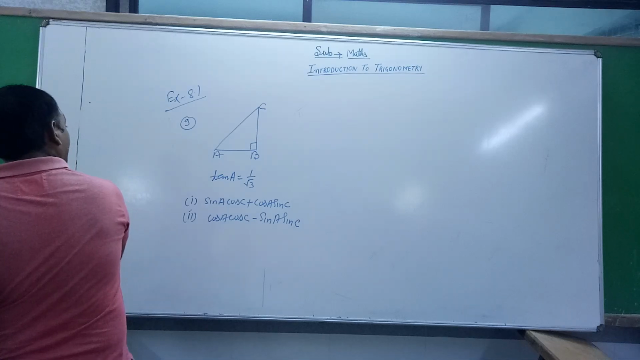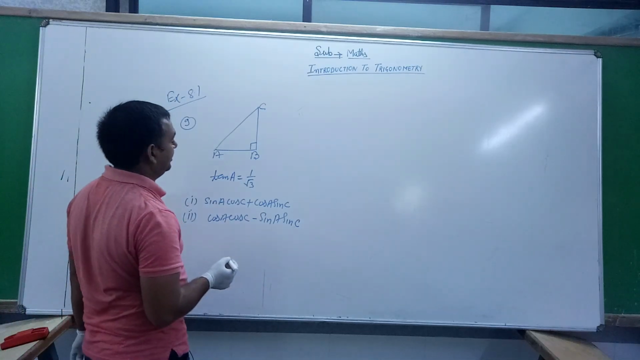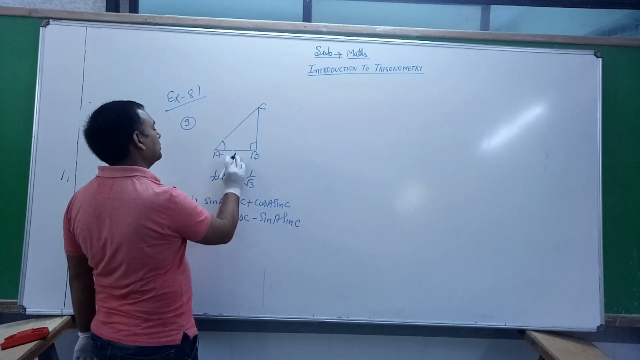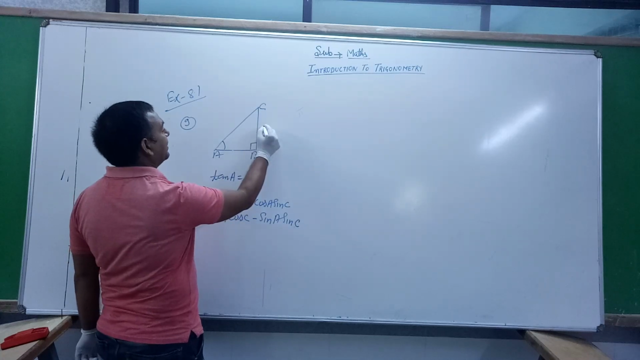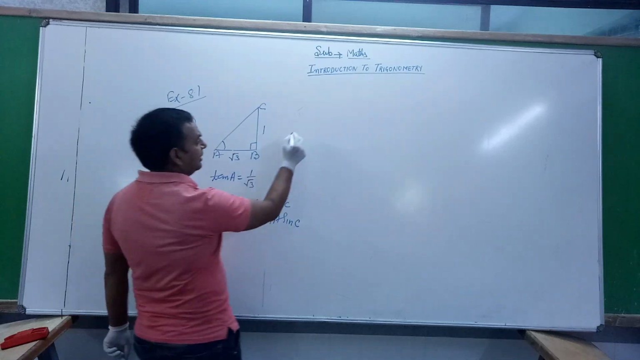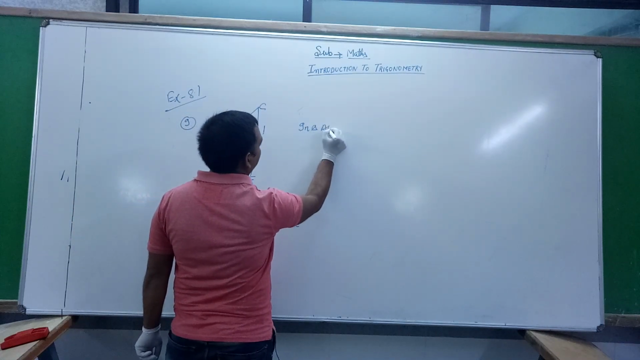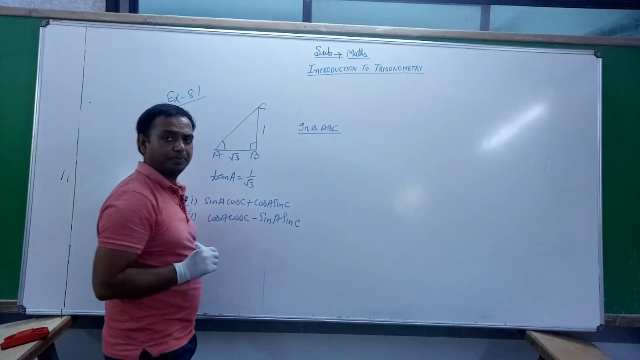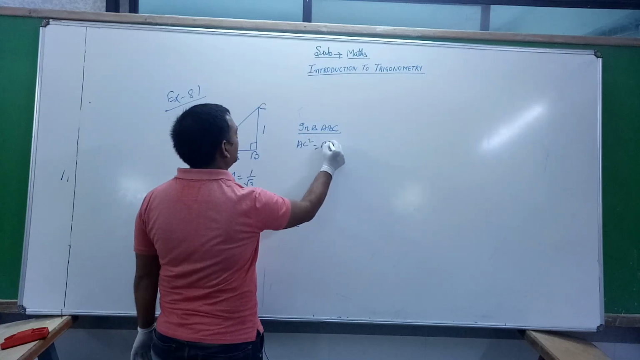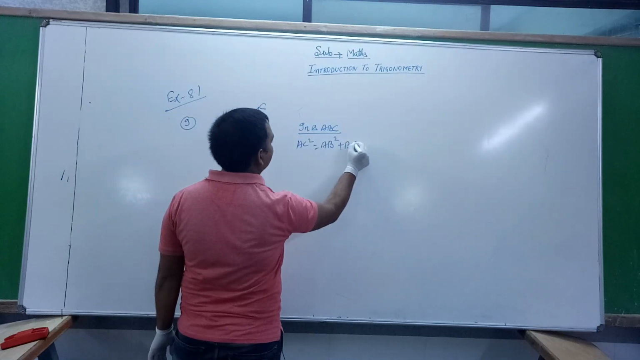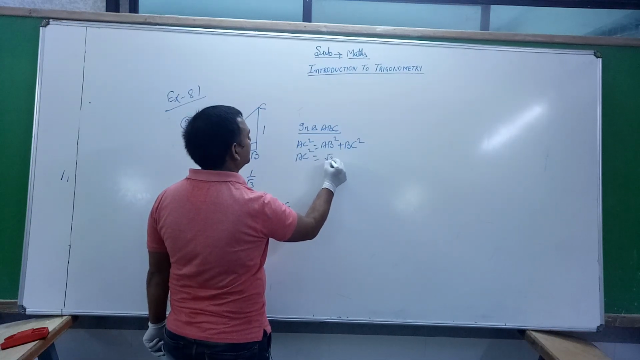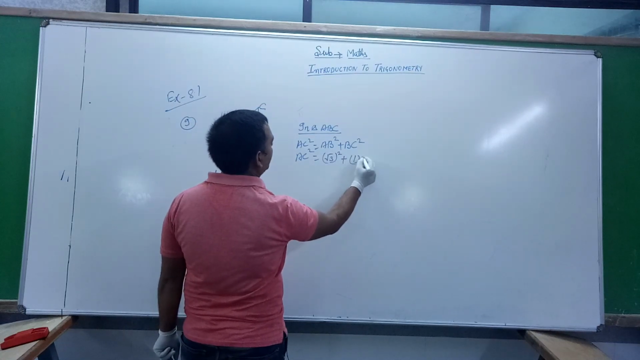If the angle is right at B, so tan A is given, it is equal to altitude upon base, which is 1 upon root 3. In triangle ABC, according to the Pythagoras theorem, AC square is equal to AB square plus BC square. AC square is equal to AB square, meaning root 3 whole square, plus BC, meaning 1 square.